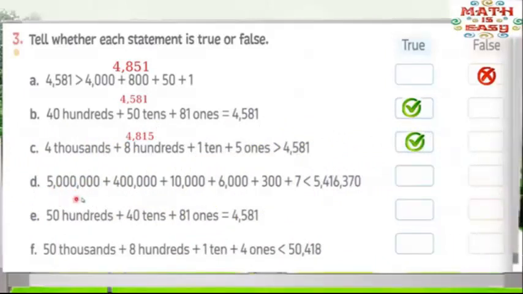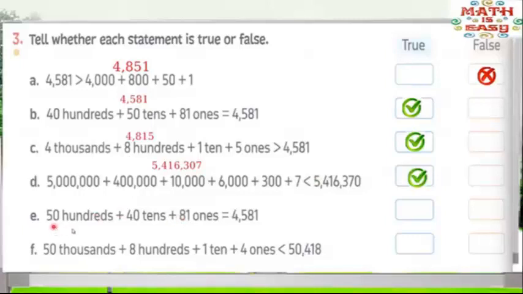D, we have 5,400,000 plus 10,000 plus 6,000 plus 307, less than 5,416,000. Write the first number in standard form first. 5,416,307. We have here 5,416. 307. 0 in tens place, less than 7 in tens place in the next number. We write here less than, so this answer is right, or this statement is right.